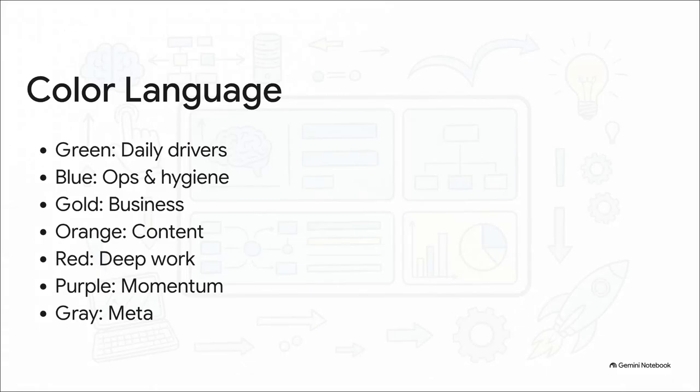And the real genius? It's all in the visual organization. By color-coding the entire workspace, the user builds this instant, tactile mental map. Green buttons are your daily drivers. Gold is for business operations. Orange tackles content creation. Red triggers intense, deep work. And purple is all about generating momentum. You're taking abstract, complex AI tasks and anchoring them to physical, colored buttons right on your desk.